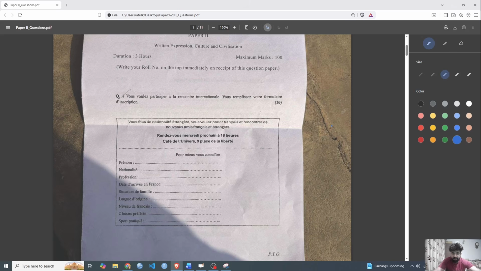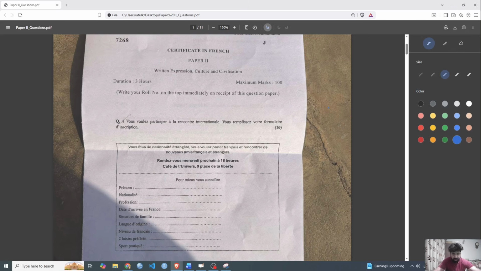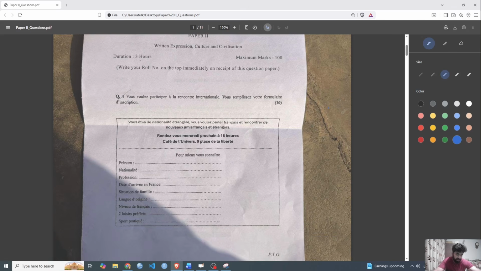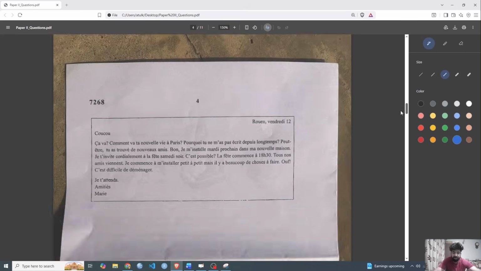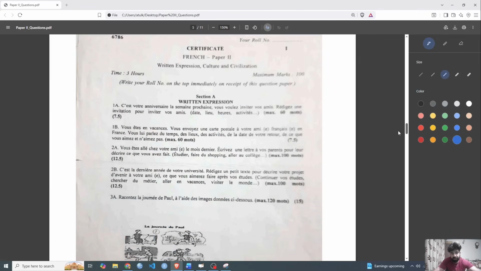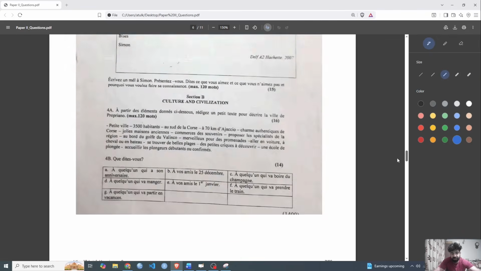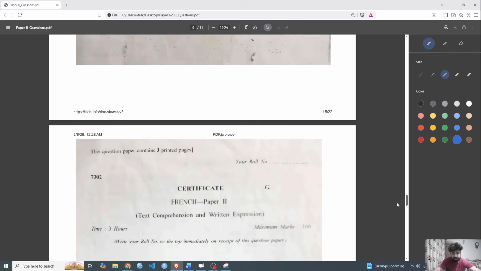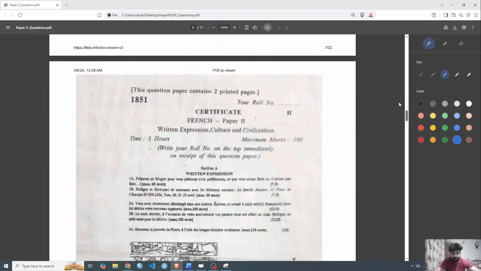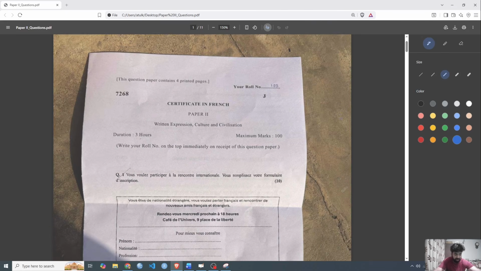So moving on, we have the next paper, which is paper 2 about written expression, culture, and civilization. So in this paper, we have to do the writing part. And in order to actually cover this, what I have done is I have combined the past papers together. So this is the first paper, and then this one is the second paper. This is third, and then I have the last, which is fourth. So basically, these papers are of different years.